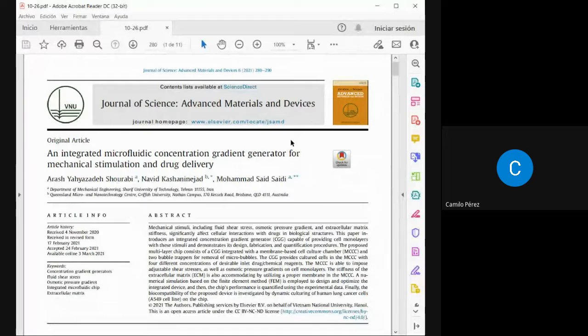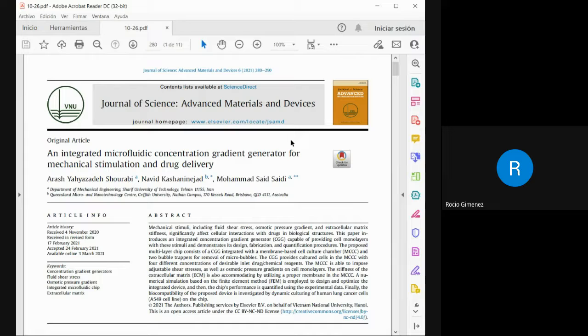I'm going to be presenting this paper on an integrated microfluidic concentration gradient generator for mechanical stimulation and drug delivery. In this paper, the authors took a step forward towards designing an integrated concentration gradient generator capable of providing cultured cells with three primary mechanical stimuli, which are precise, diverse, and manageable shear stress, osmotic pressure gradients, and extracellular matrix stiffness.